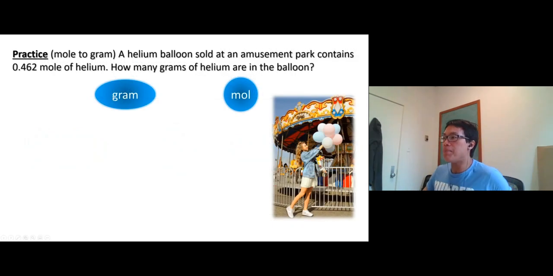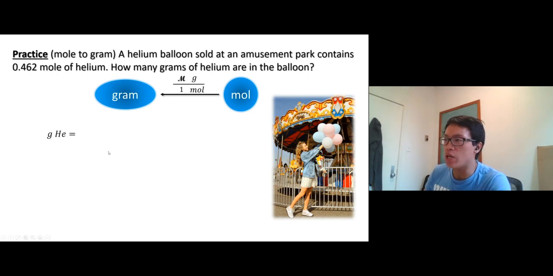A helium balloon sold at the amusement park contains 0.462 mole of helium. So we have moles of helium here. How many grams of helium are in the balloon? Well, convert moles to grams. We want to find grams of helium, and what we have is 0.462 moles. So I'm going to times moles at the bottom, these two would cancel out, and grams at the top.